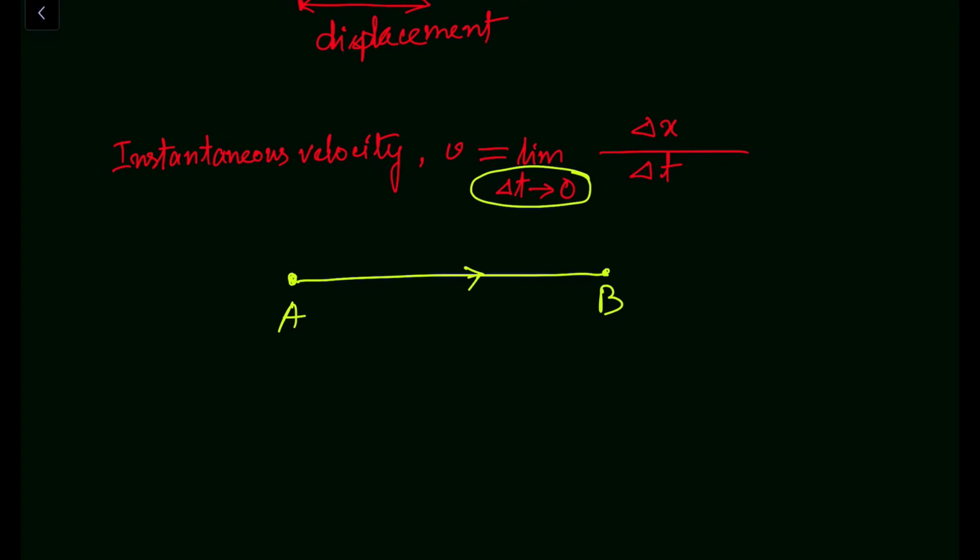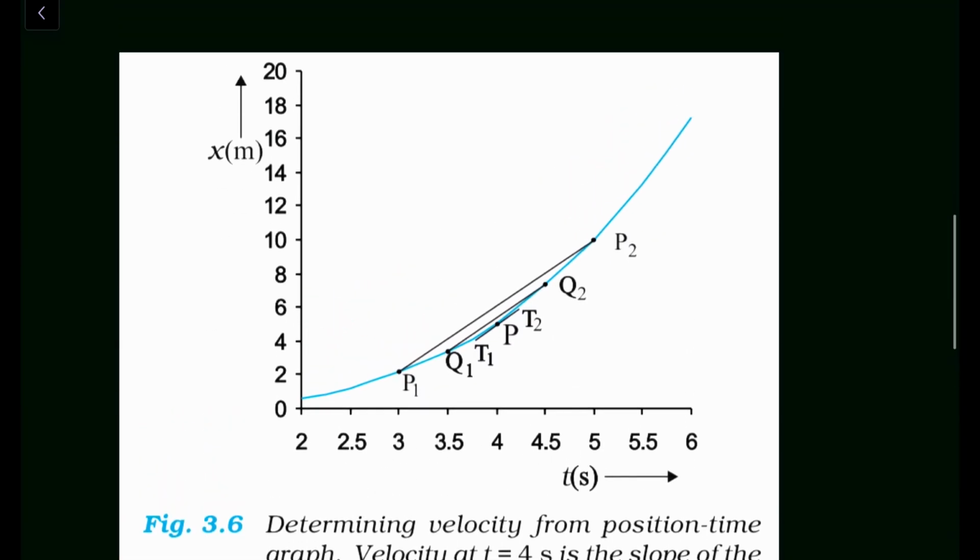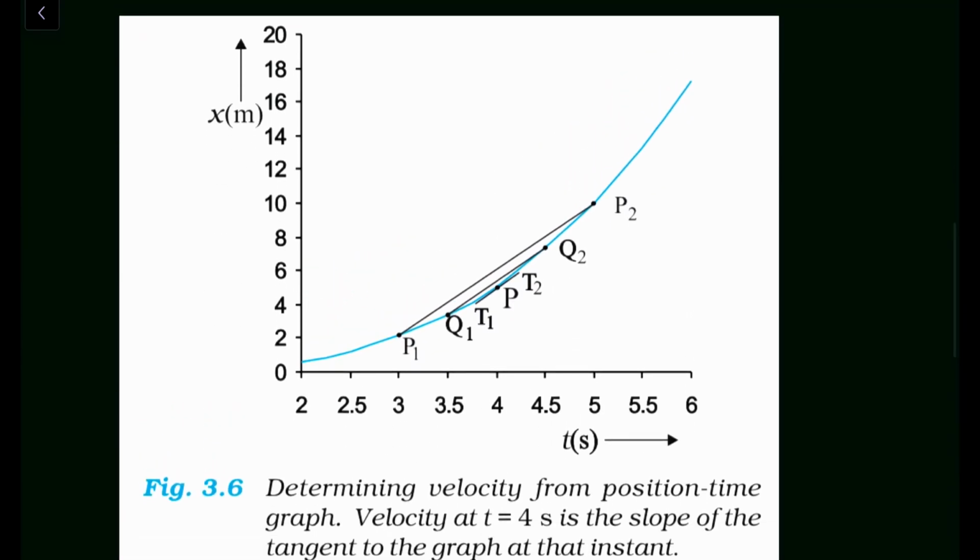This means we have considered the time interval is very small. Let us consider one example from the book. In this figure, number 3.6, we can see determining the velocity from a position-time graph. Previously we had another graph, as you can see from the book.